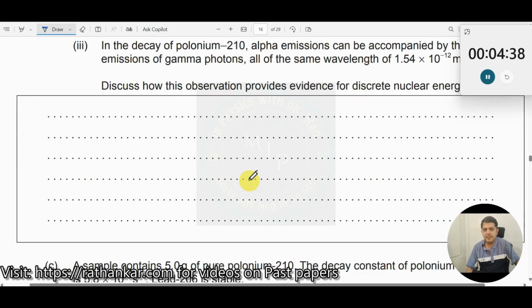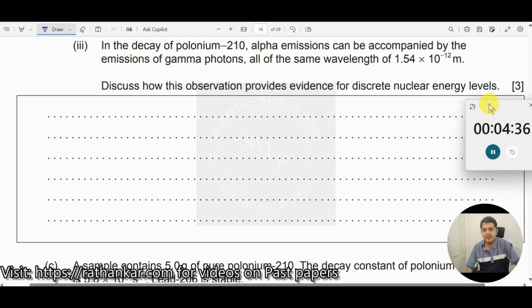In the decay of polonium, the alpha emissions can be accompanied by the emission of gamma photons, all of the same wavelength, 1.5 × 10^-12 meters. Discuss means you at least need to write 3 points: how this observation provides evidence for the discrete nuclear energy levels. You need to show how this equals discrete energy levels.